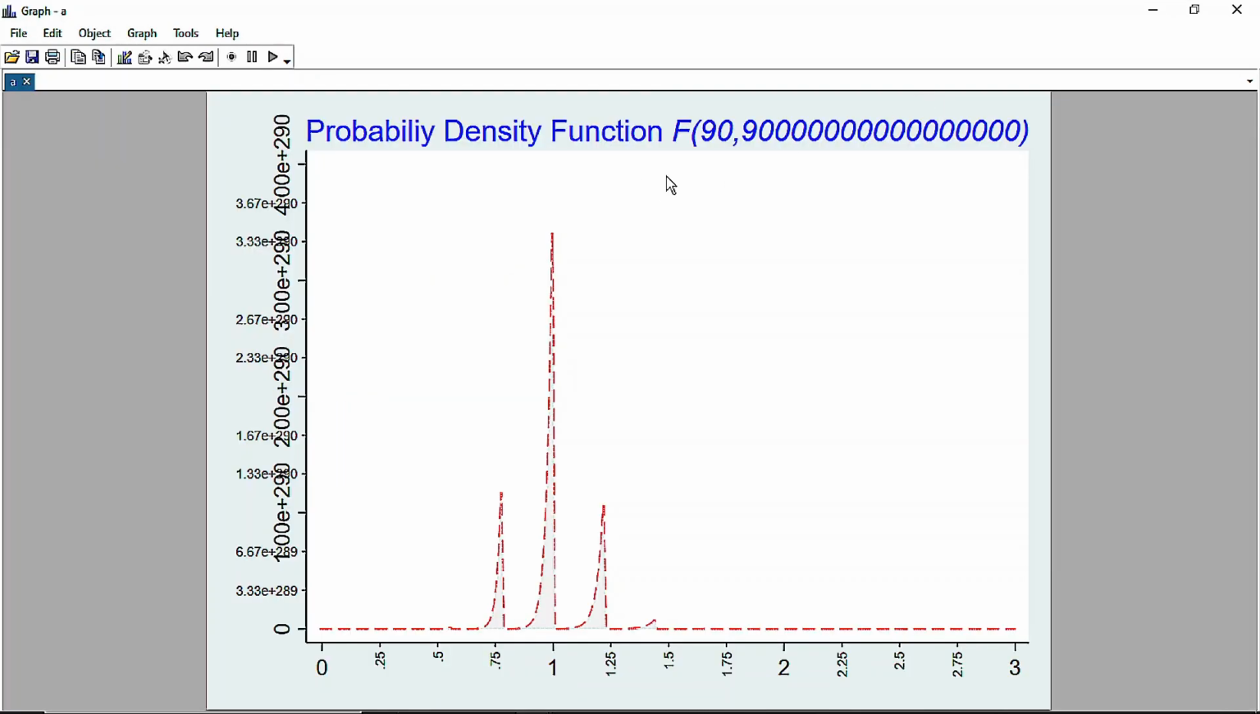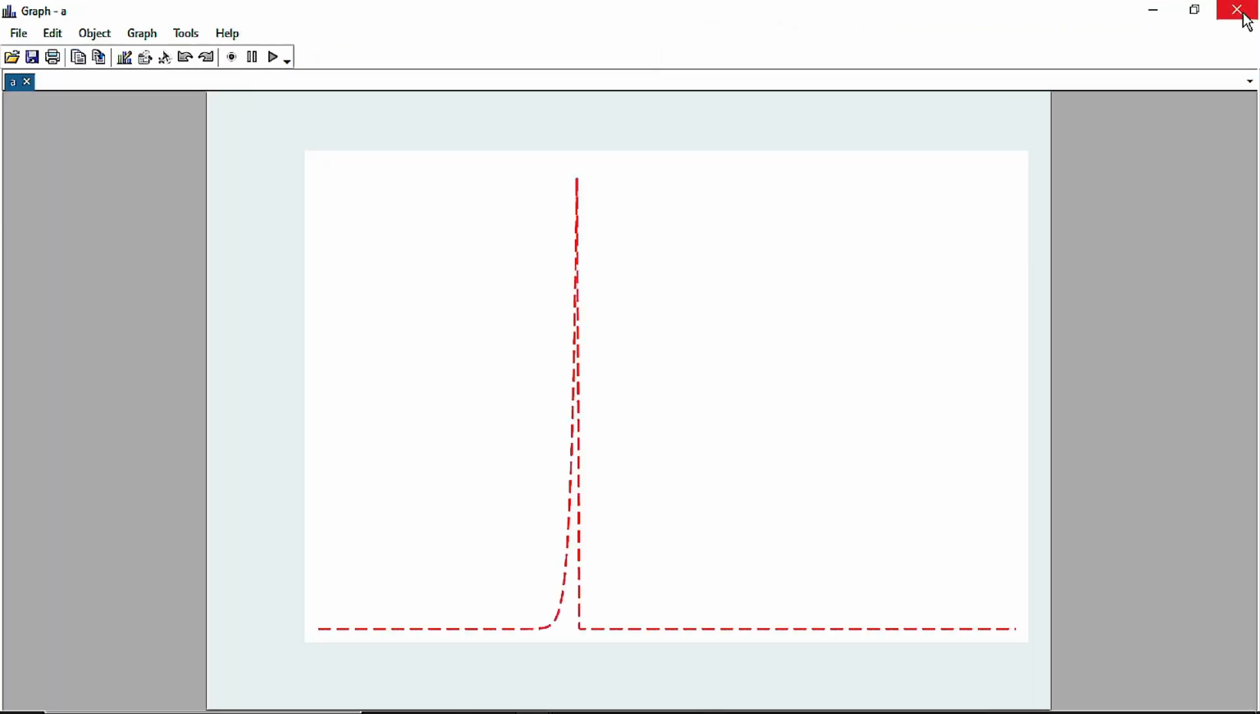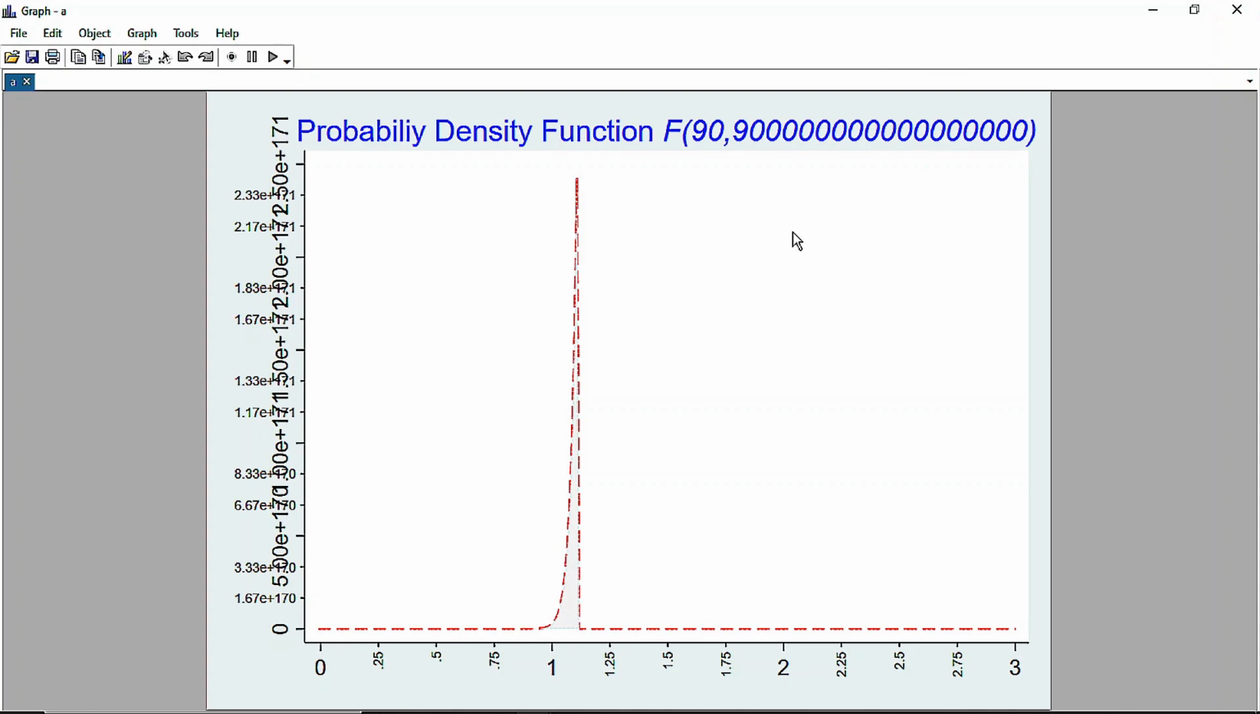So the F distribution for degrees of freedom 1 of 90 and degrees of freedom 2 of this large number, we get this kind of weird graph. And let us see what happens for these values of degrees of freedom 1 and 2. So we get this kind of graph.